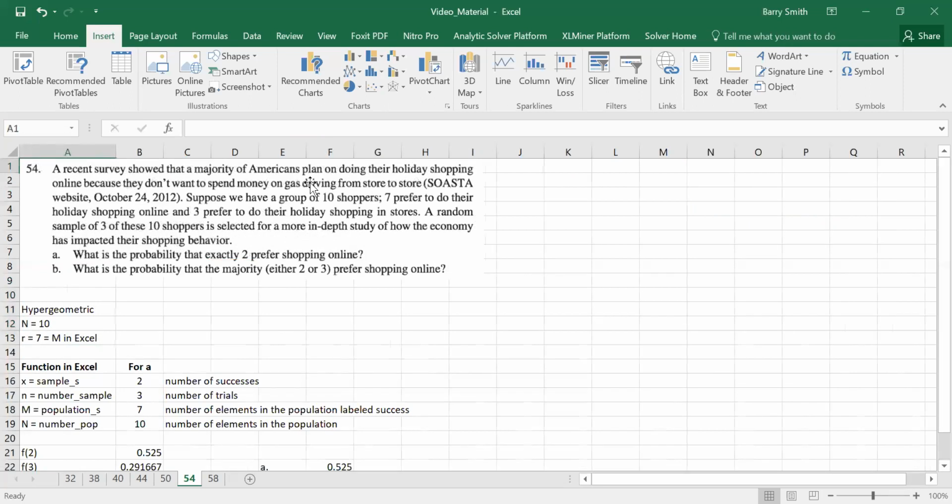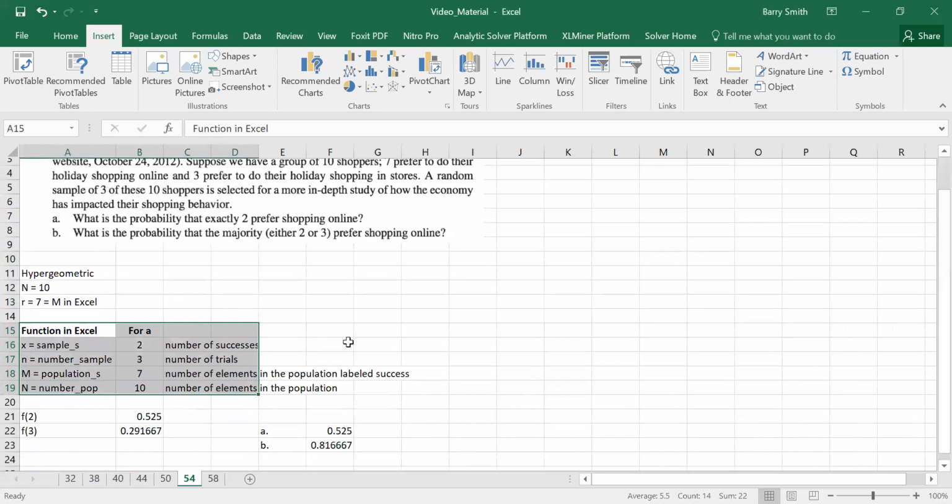All right, so now we've moved into a new function, and we're doing the hypergeometric now. In Excel, they use different labeling than they do in the book. And so our population is 10 total shoppers. Now here, R is going to be our number of elements in the population that we're calling a success. In Excel, it's M. And so in that case, it's going to be 7. So 7 prefer to do their shopping online because that's who we were looking to see. And so I decided to split this up into how this works.